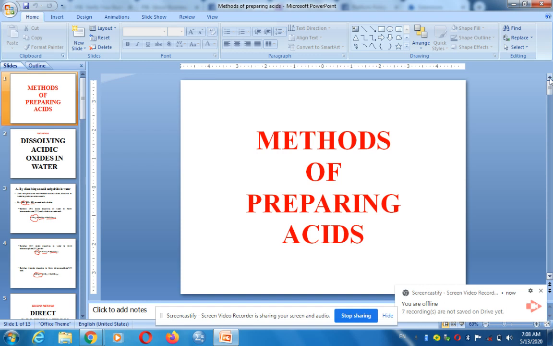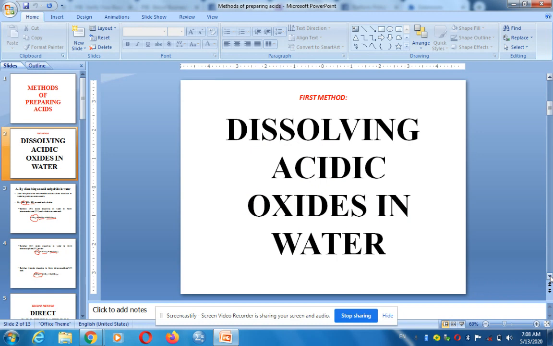Hello, good morning. So we're looking at the methods of preparing acids again. We're going to look at three different methods. The first method we're looking at is dissolving acidic oxides in water, or you say dissolving acid anhydride in water.